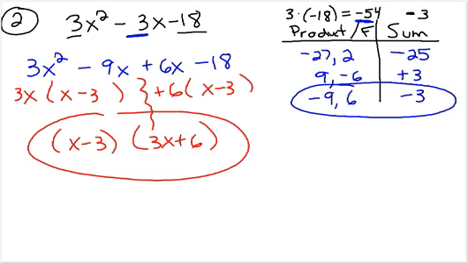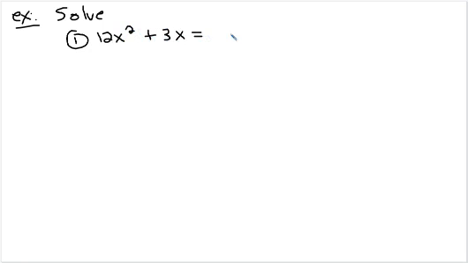Now, if they tell you to solve it, everything is the same, but then we just solve it like I've shown you using the zero product property. So let's do one of these. This one we're asked to solve. Let's say that I am asked to solve 12x squared plus 3x equals 2 minus 2x.